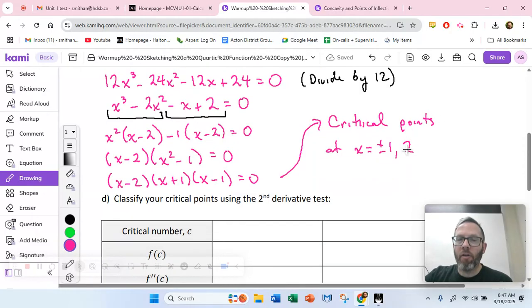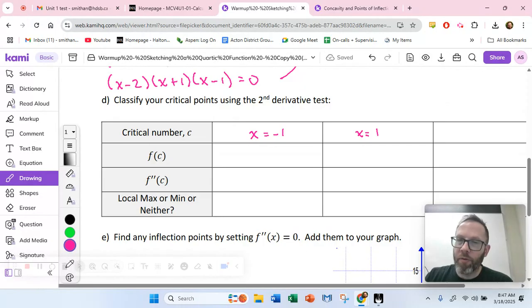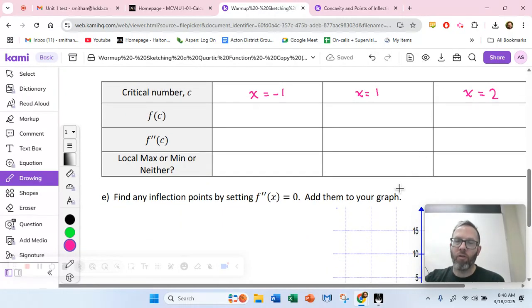But yeah, now I have a nice little table for you guys. I'm just going to put my critical numbers in order. So x equals -1, x equals 1, and x equals 2. Can you guys fill in the rest of the table? Can you get the y value at those critical numbers? Can you get the value of the second derivative at those critical numbers? And then can you classify those 3 points? They're going to be local max, local mins, or are we unsure? I'll give you guys a bit of time to crunch those numbers.